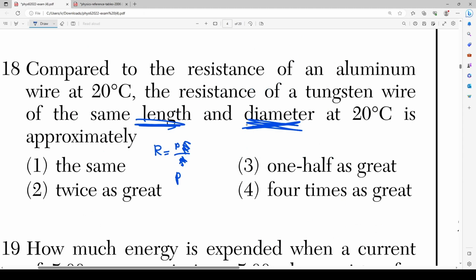And if my resistivity is twice as great, my resistance is also going to be twice as great. So my tungsten wire has a resistivity that's twice as great as the aluminum wire, which means that the resistance of the tungsten wire is going to be twice as great. Because if R is equal to PL over A, and neither L nor A is changing except for P, and I multiply my resistivity by 2, I'm also going to have to multiply my resistance by 2 in order for that to make sense. Whatever you do on one side, you have to do to the other.